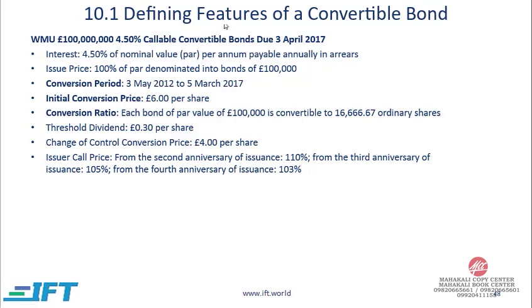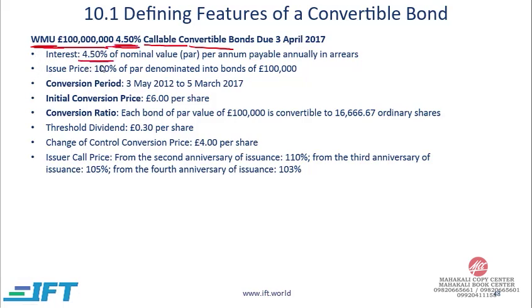Let's start with the defining features of a convertible bond, and we'll do this through an example. So here is a particular convertible bond. The company is Waste Management, and it has issued convertible bonds worth this much, 4.5% coupon rate. These are callable convertible bonds. So they have an embedded conversion option that benefits the bondholders and an embedded call option that benefits the issuer. Now let's go through the various features of this bond.